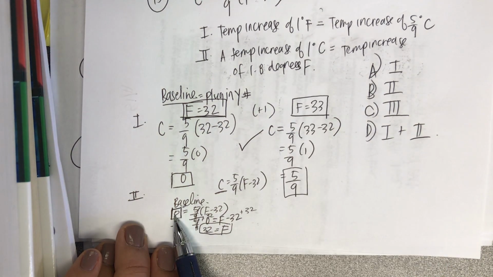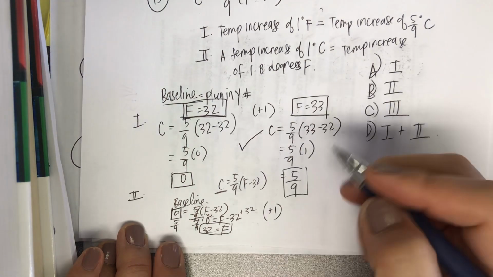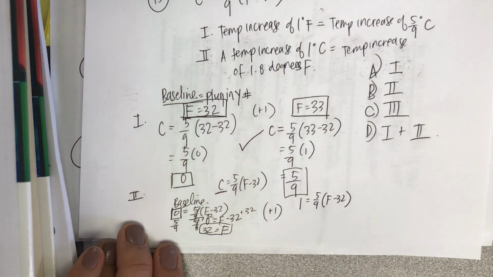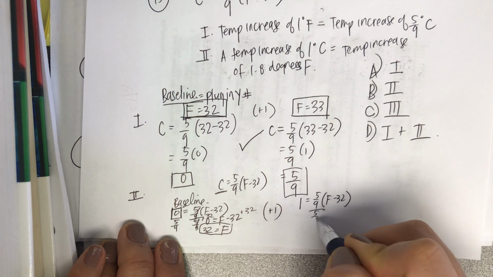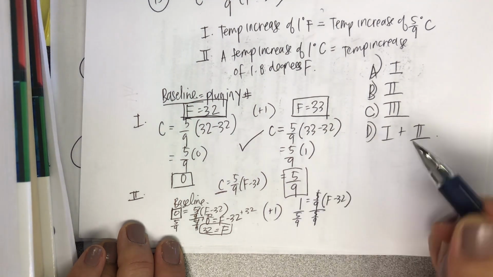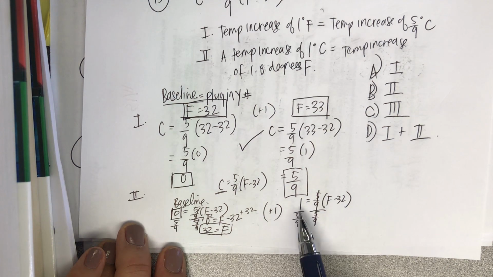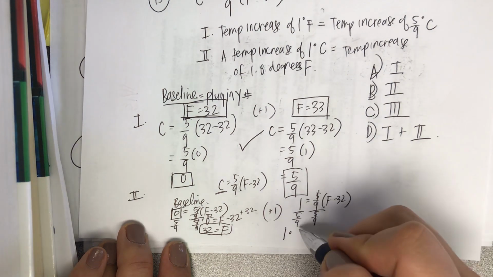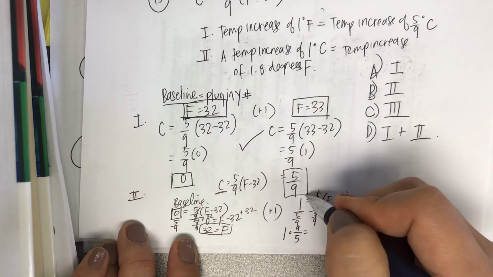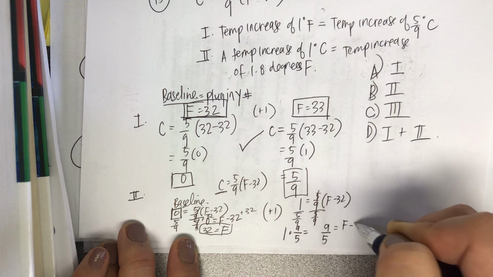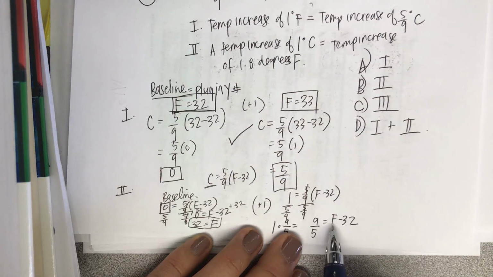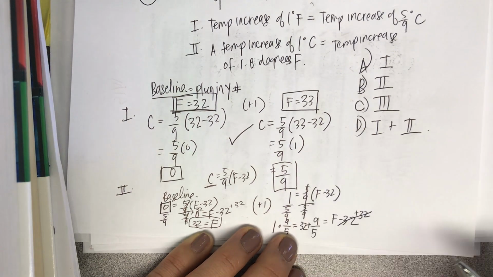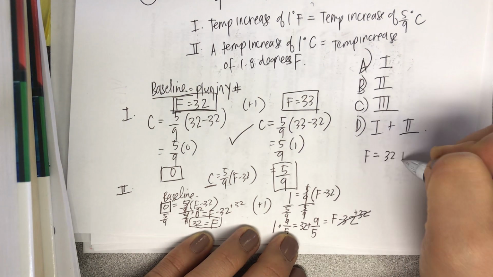So now I go 0 plus 1, because I'm going to do plus 1 now. When I make that 1 equal 5/9 times F minus 32, I've got to divide out the 5/9. What happens? How do you divide a 1 by 5/9? You guys know KFC, right? It's really 1 multiplied by the reciprocal of that. So this is really going to equal 9 over 5 equals F minus 32. If I want to find out what F is, I'm going to add 32. Those cancel out. So F is going to equal 32 plus 9 over 5.